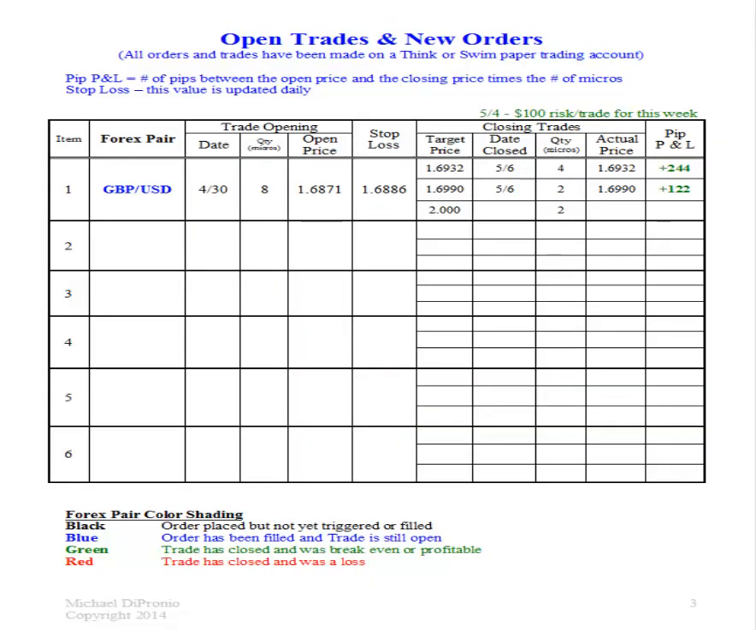And here's our trade summary chart for May. For open trades, our pound US dollar trade remains open. Target number 3 is set at 2.000. Our stop loss remains at 1.6886. No new orders were entered today.